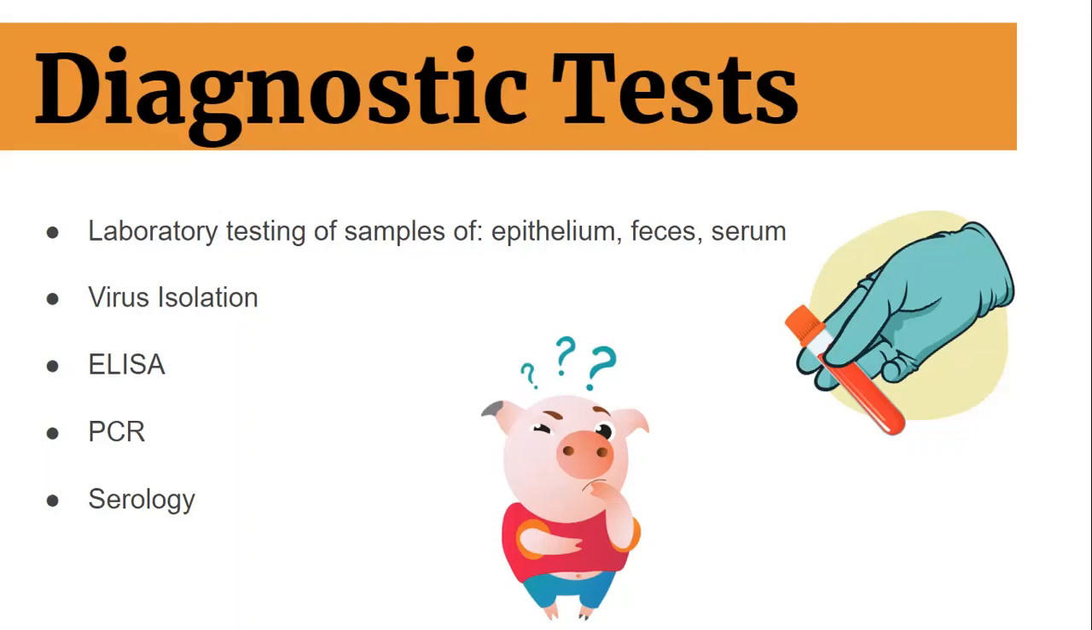In terms of diagnosis of swine vesicular disease, it is confirmed by laboratory testing of samples of epithelium, feces, or serum from affected animals. Virus detection is by antigen detection ELISA, virus isolation, or reverse transcriptase PCR assay. Serologic diagnosis is by means of antibody detection ELISA or virus neutralization tests. However, it must be noted that low specificity may be a concern, particularly in older animals.